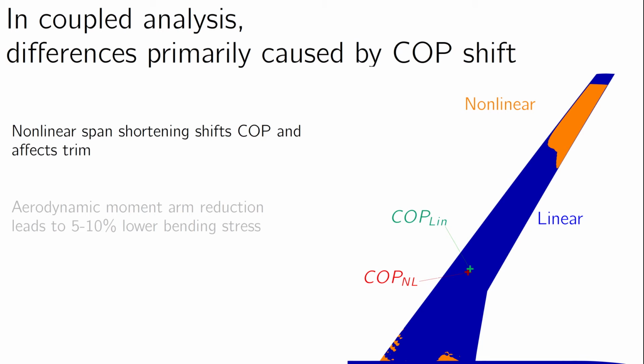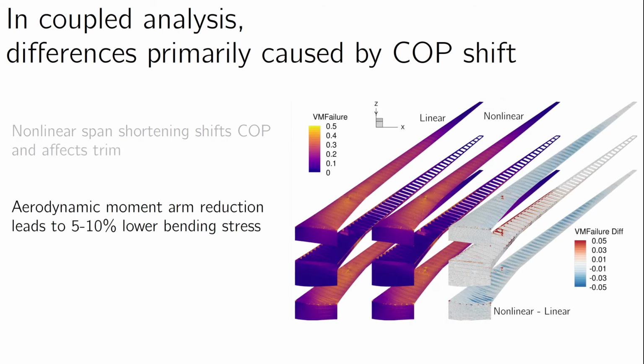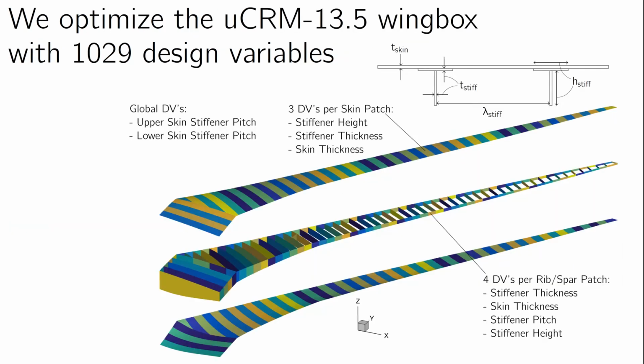produced by the wing. From a structural perspective, we find that the bending stresses are lower this time in the nonlinear case. Rather than being the result of an increase in passive load alleviation, this reduction is most likely also due to the reduction in effective moment arm of the aerodynamic forces and in the total lift produced by the wing. We now move on to optimizing the structural design of the UCRM wing box.